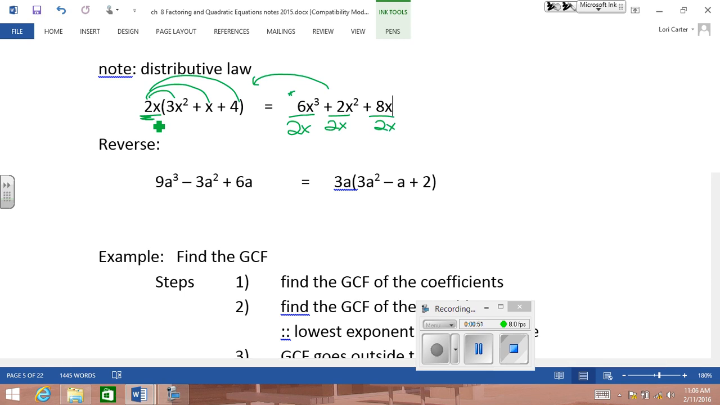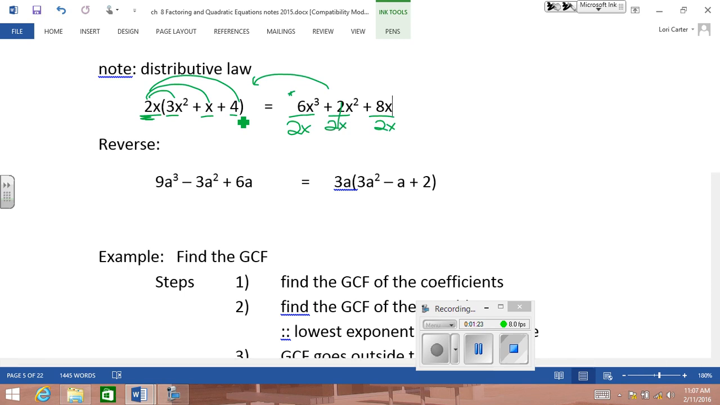Okay, so we got the 2x in front of the parentheses. Now you do your division. What is 6 divided by 2? 3x to the second. 3x squared. That's where that came from. Okay, next one. 2x squared divided by 2x. 1x. Just 1x. So that's where this came from. 8x divided by 2x? 4. So that's what goes inside the parentheses. We're going backwards.